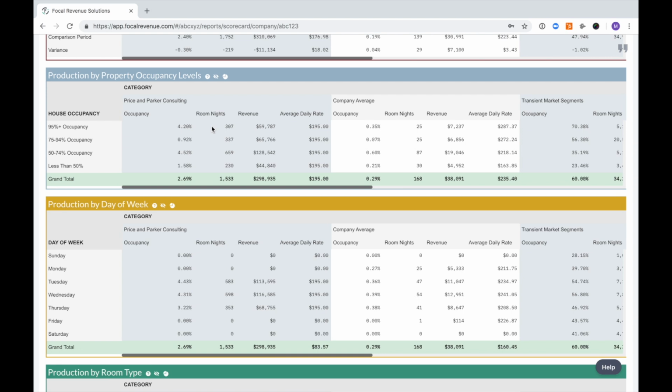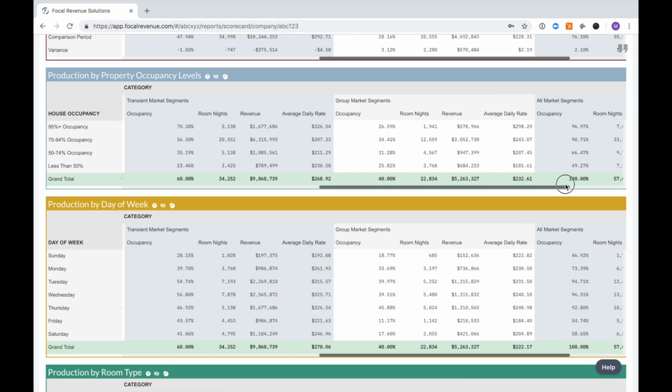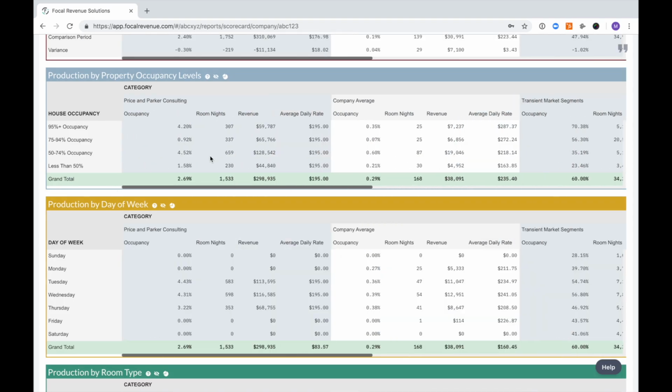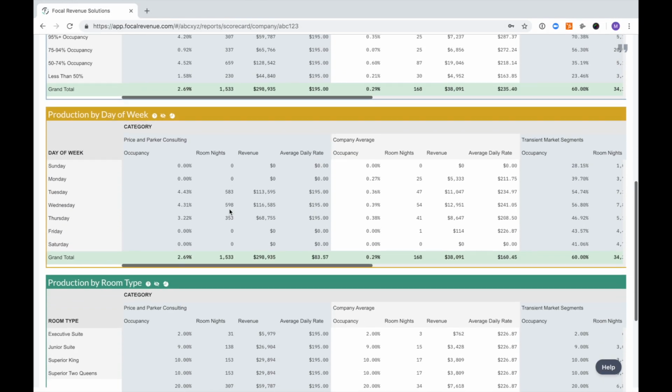Now here we can see that Price & Parker Consulting tends to produce heavily during the days where the hotel likely would have sold out anyway at a higher rate. However, we can also see that most of their production still falls over lower demand time periods, so we should assess the incremental production provided by this account against the potential displacement.